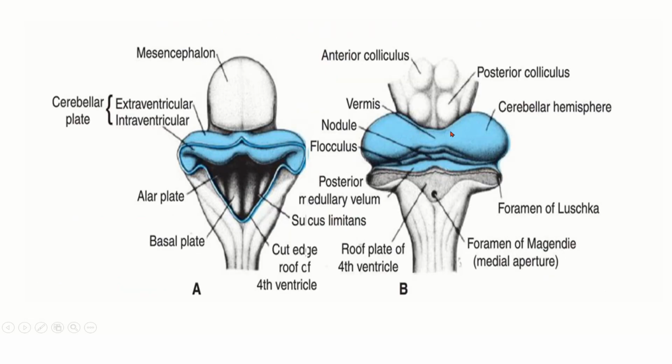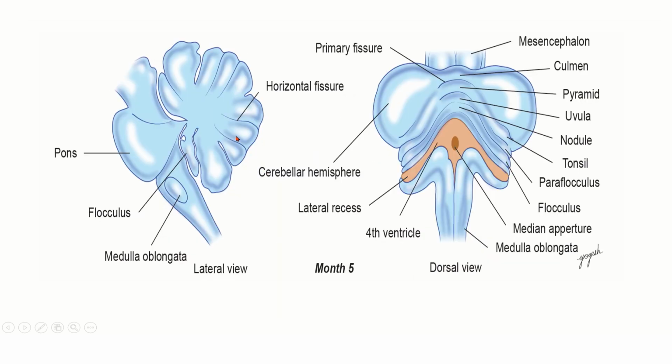You can see this is the cerebellar plate, the vermis, and the cerebellar hemisphere. You can see the developing cerebellar hemispheres. You can see the flocculus. You can see the middle lobe. You can see the anterior lobe.